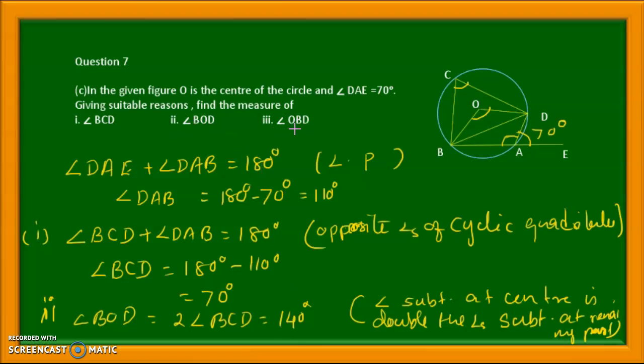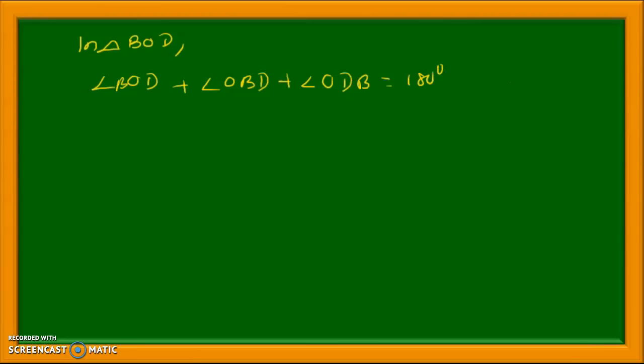Now the last one we need to do, that is OBD. In this triangle you can see both these sides are equal, so both these angles are equal. In triangle BOD we have angle BOD plus angle OBD plus angle ODB equal to 180. Reason: angle sum property of a triangle. You know both these are also equal.